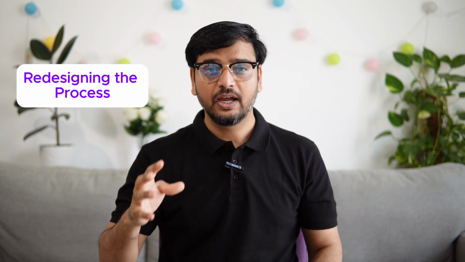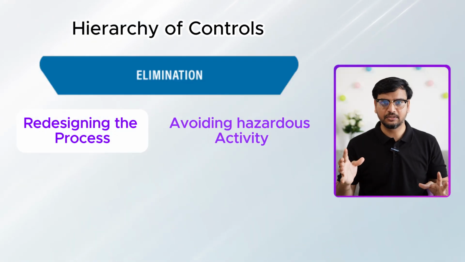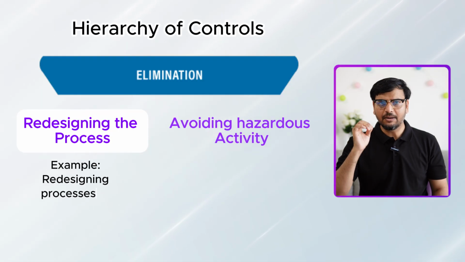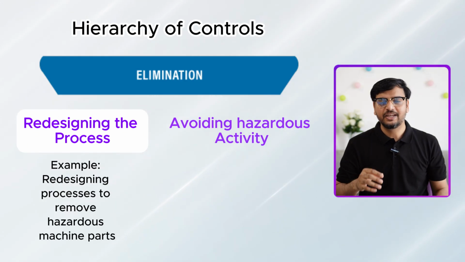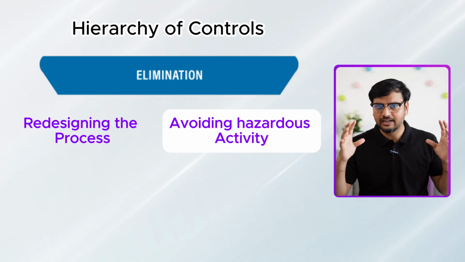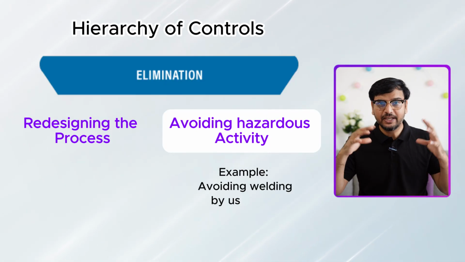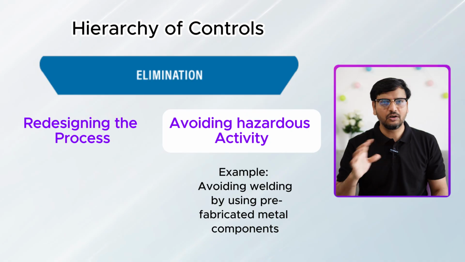Elimination can be done in different ways, by redesigning the process, product or layout, and also by avoiding hazardous activities. Let's look at how we can eliminate the hazard by redesigning the process. Consider a manufacturing plant where a dangerous machine part was causing frequent injuries. By redesigning the process, they completely eliminated the need for that part, thus removing the hazard entirely. Another way to eliminate the hazard would be avoiding hazardous activities itself. Like an assembly workshop that decided to stop welding steel to avoid the risk associated with welding. Instead, they began purchasing prefabricated metal components. This approach removed the welding hazard altogether.